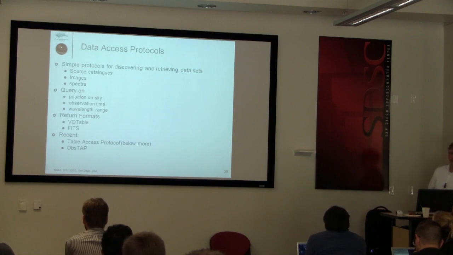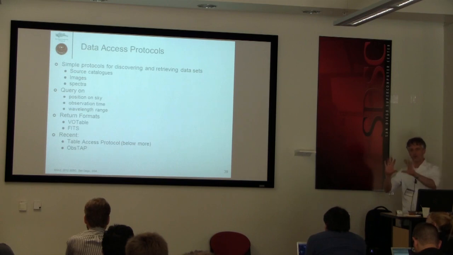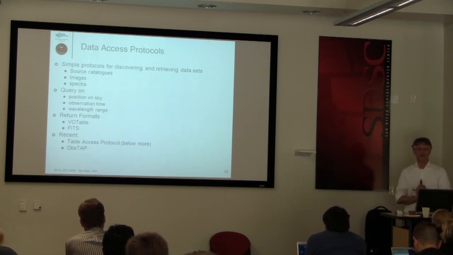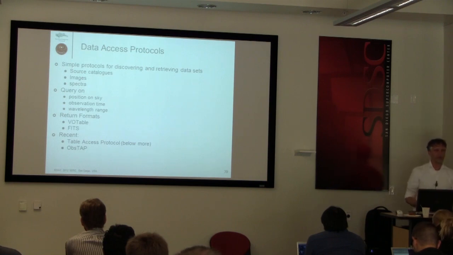The VO basically started with lots of simple protocols. So you have a simple cone search, simple image access protocol, simple spectral access protocol. Because it was all about images and observations, the most common question that people want to know is, give me everything that you know about this part of the sky. Give me all the sources in this circle, because that's where I want to go and observe myself. I want to do an observation somewhere there. Give me all the information you have about this already.